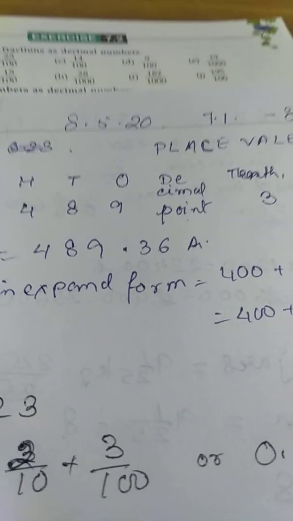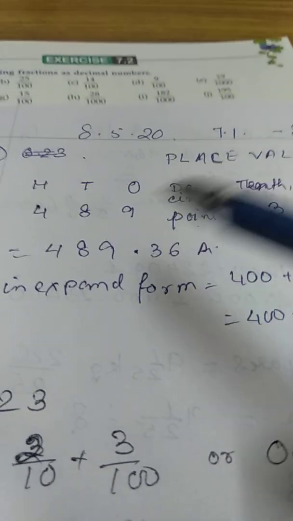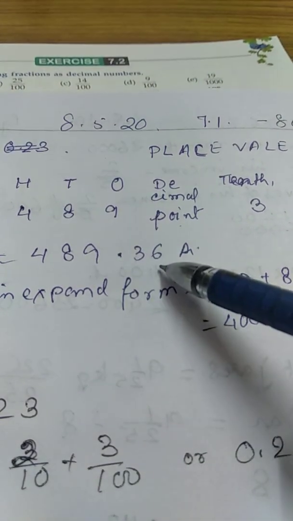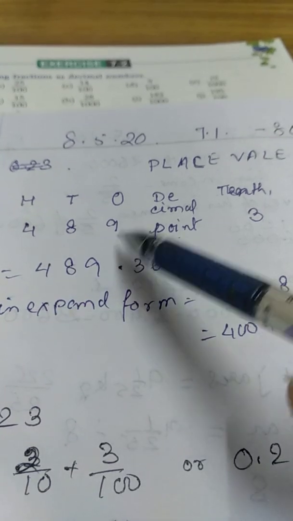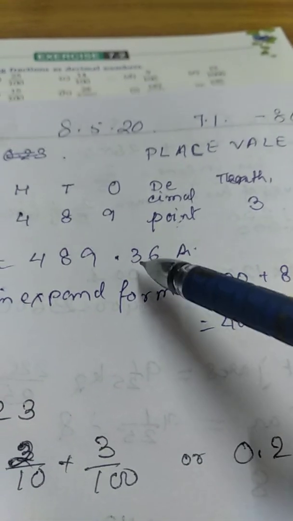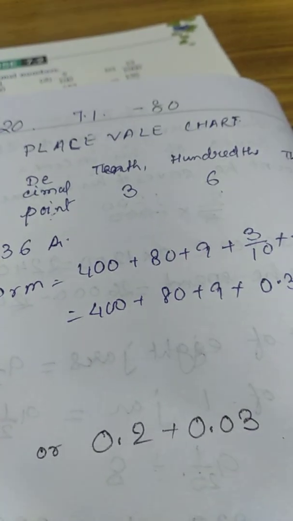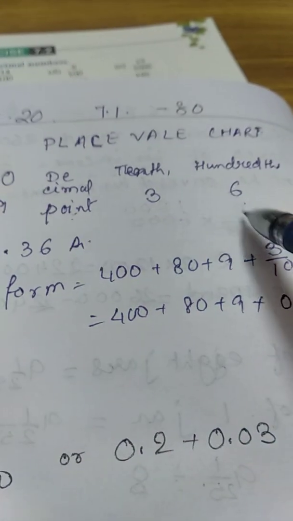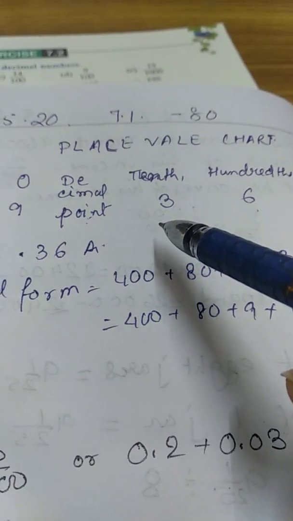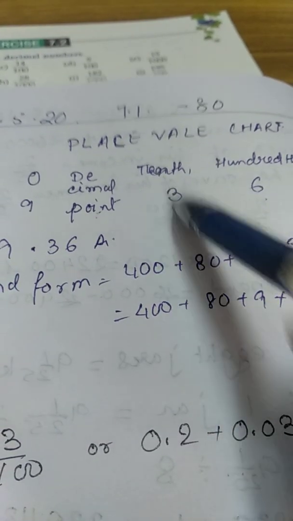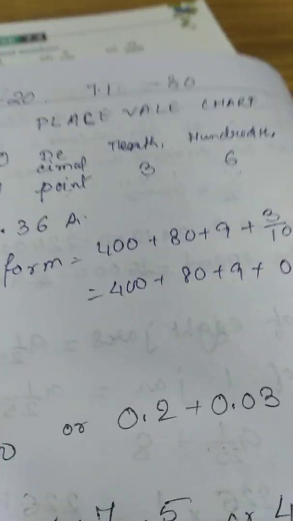First, I will explain the place value, how it is written in decimals. If I write 489.36, then the place value is 489, decimal point, then 3 is 3/10th, and 6 is 100th, then 1000th. Like this we move on in decimals. In decimals there is no ones; it is tenths, hundredths, thousandths.